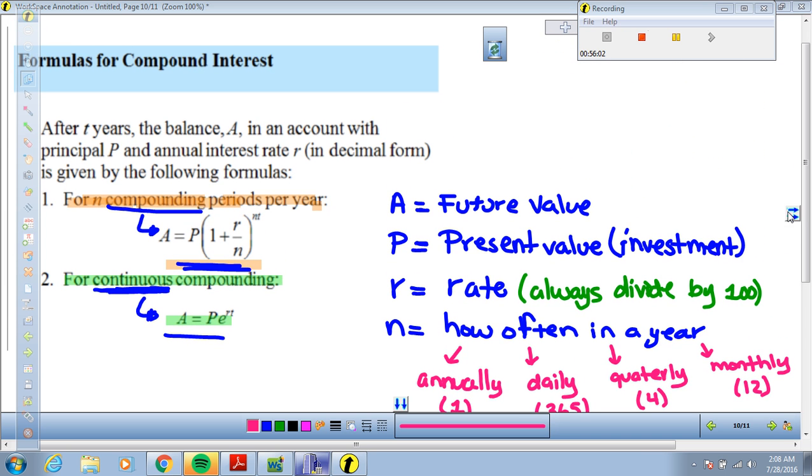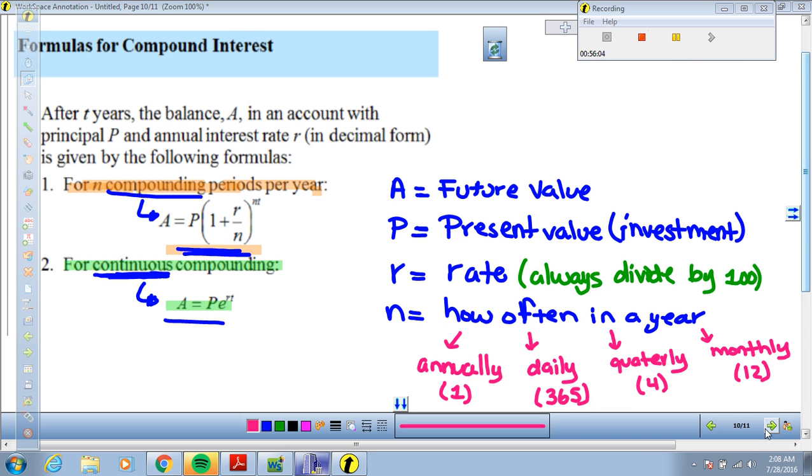Okay. So let's go to the application. Remember how to know when you're going to use one or the other formula with whatever word problem they give you, because these are going to be reading problems. If it says compounding, it's the first one. Continuous compounding, continuous, that's the key for using the second equation. The E here is a number. You already know that it's a number in the calculator.